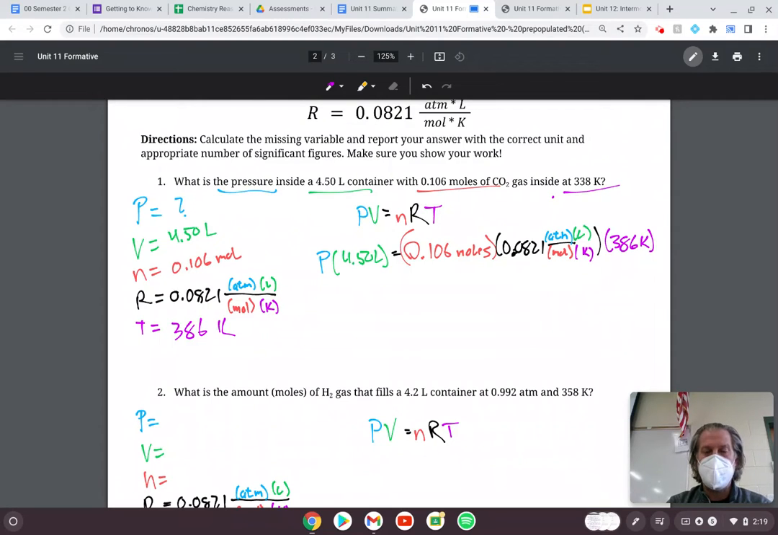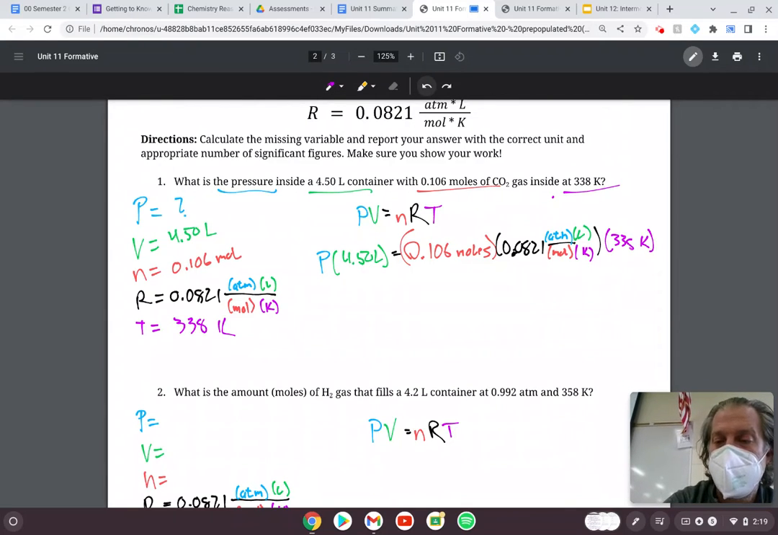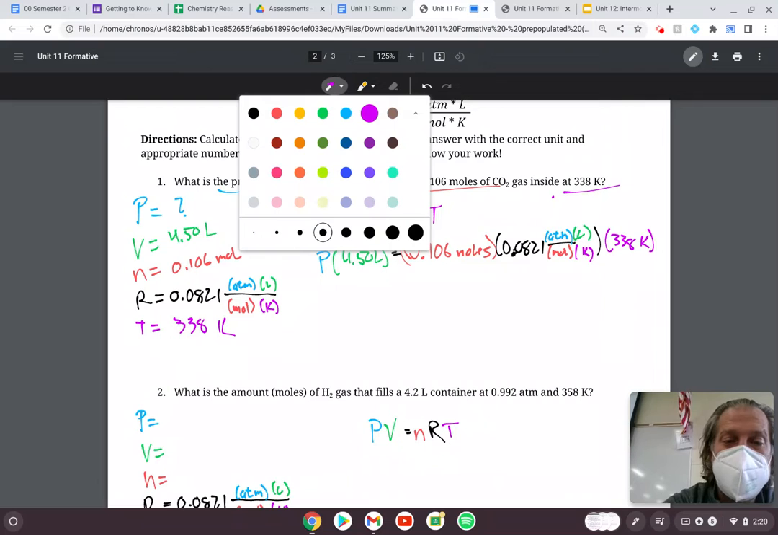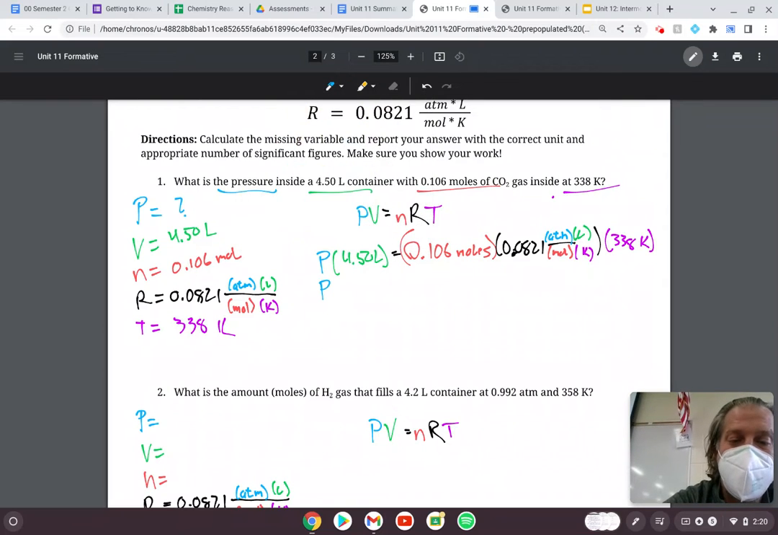Is it 386? Oh, I lied. It's not 386. It's 338. Ooh, that could have been a wicked problem there. So it's 338. Let's try that again. I thought that looked funky. So we'll do 0.106 times 0.0821 times 338. That looks better. So our pressure is still what we're solving for.